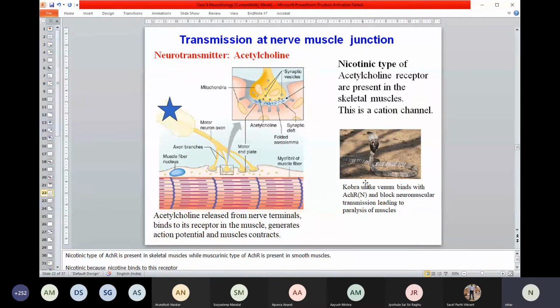This cobra snake venom consists of molecules called alpha bungarotoxin. You don't have to remember the name, but just remember the king cobra snake venom contains a molecule that binds to this receptor and can block the activity of the receptor. That's very important. So nicotine is the agonist, while cobra snake venom is an antagonist of the acetylcholine receptor.